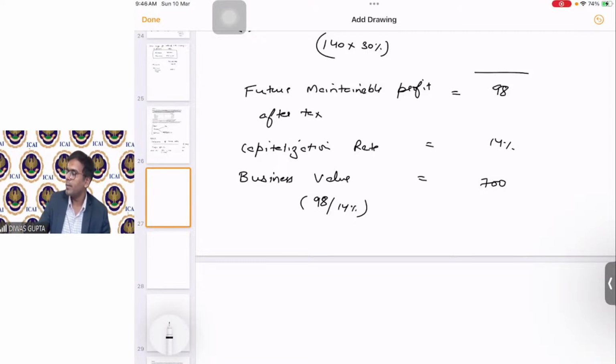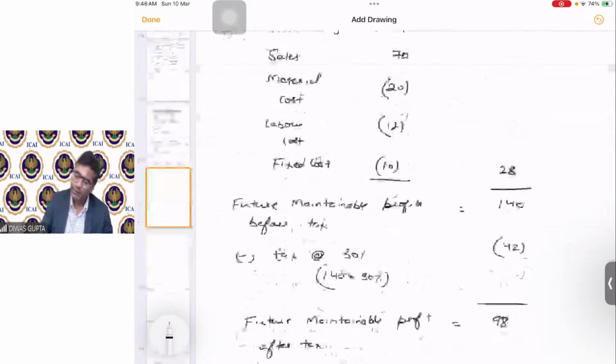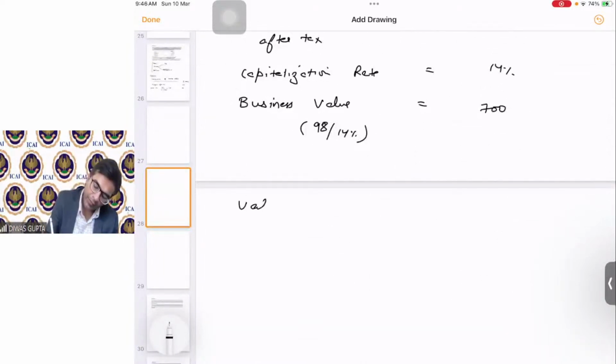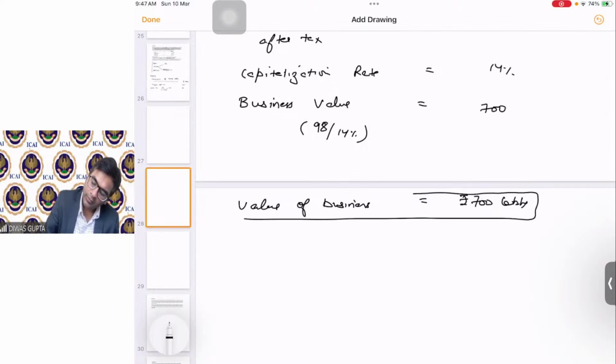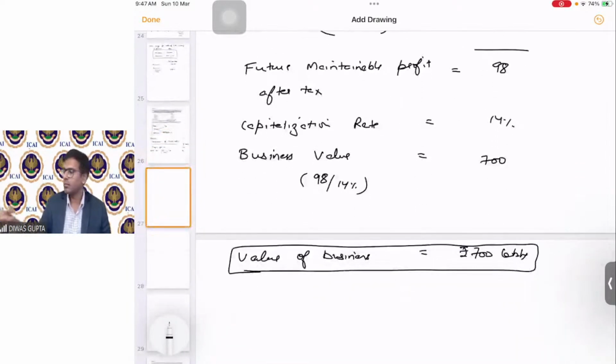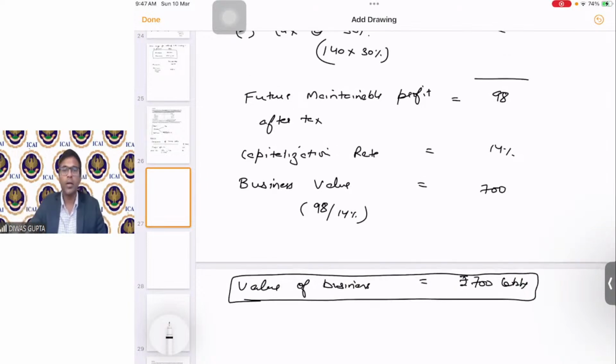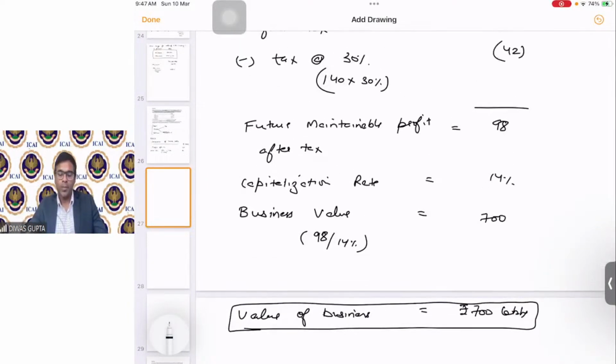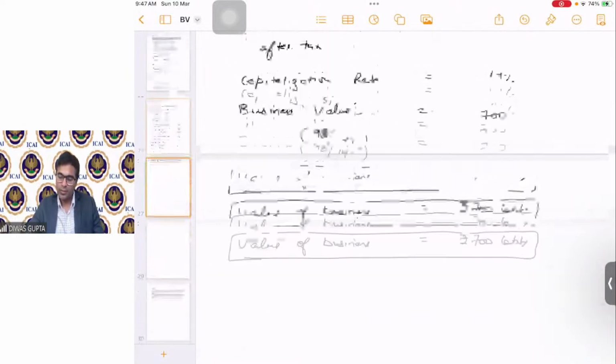Very good. I think Kusuma has given the next part answer also. No worries. So this is 700 lakhs, right? So finally we can say value of business is equal to rupees 700 lakhs. Clear? Okay. Once you copy, then we will move to the next part.